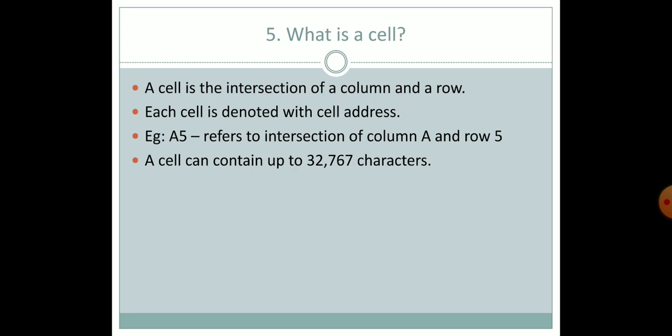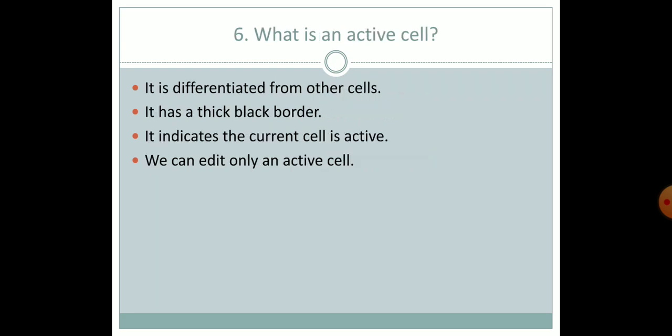For example, you have A5. A5 means it is the intersection of column A with row 5. A cell can contain up to 32,767 characters. Now, what is an active cell? There are so many cells, but what is the difference between the active cell and the other cells? It is differentiated with a thick black border. Yes, it will have a thick black border.